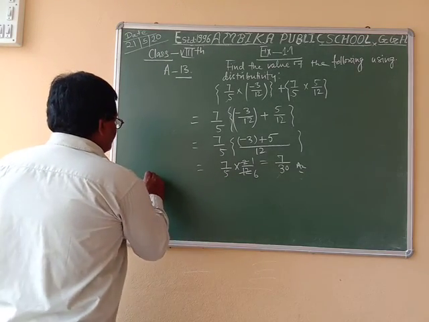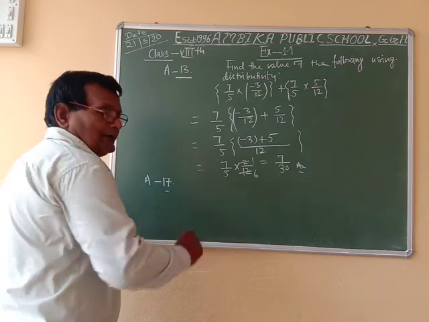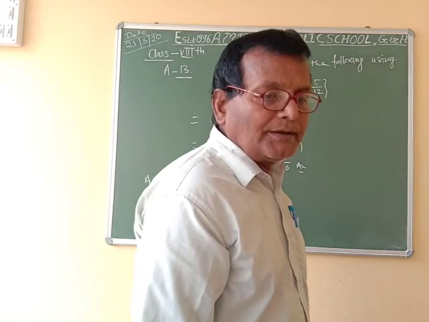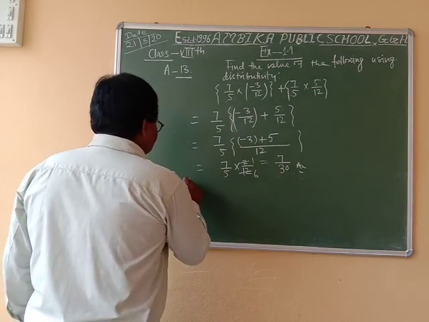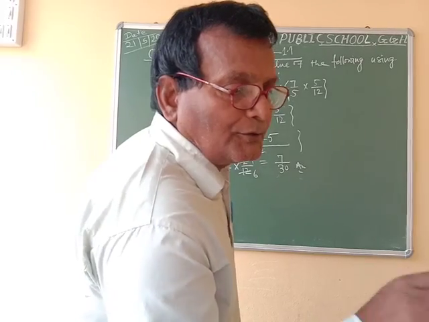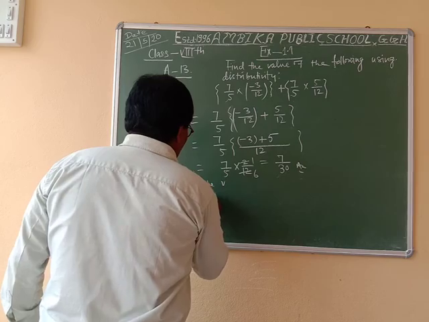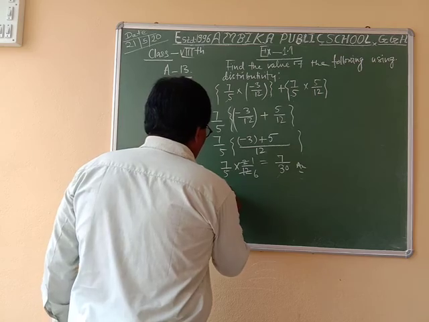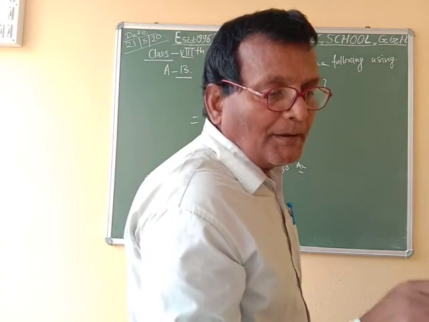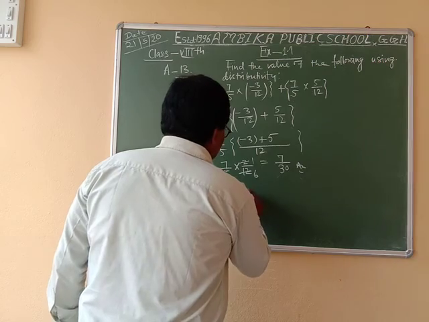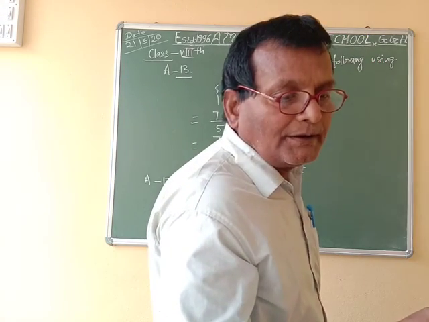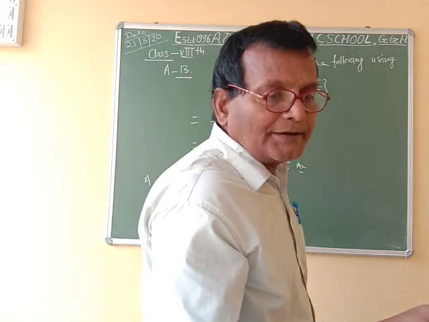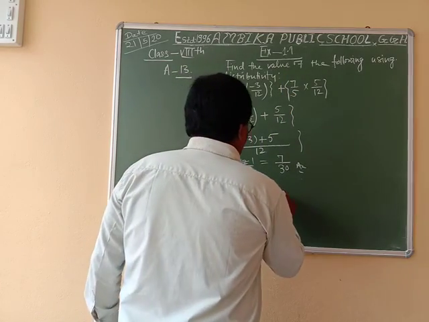Question number 17. Find the values of the following using appropriate properties. Find 2 by 5 into minus 3 by 7, minus 1 by 14, minus 3 by 7 into 3 by 5.